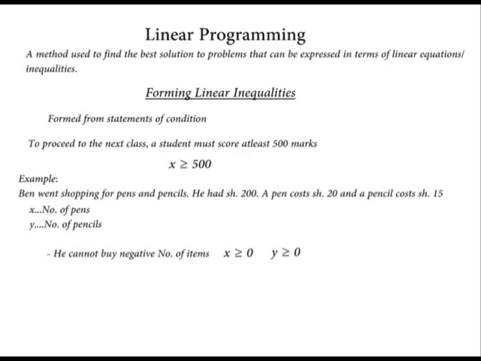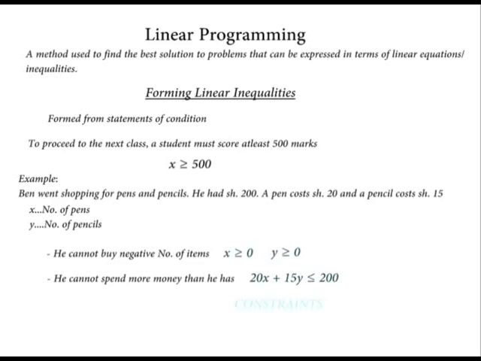Next inequality. Ben cannot spend more money than he has. Whatever number of each item he chooses to buy, he will spend either all the 200 shillings or less. And therefore, given that each pen costs 20 shillings, if he buys x number of pens, that will give us 20x, plus each pencil costs 15 shillings. If he buys y number of pencils, we shall have 15y, and that should be less or equal to 200.